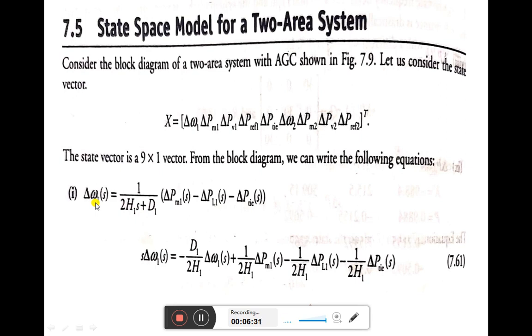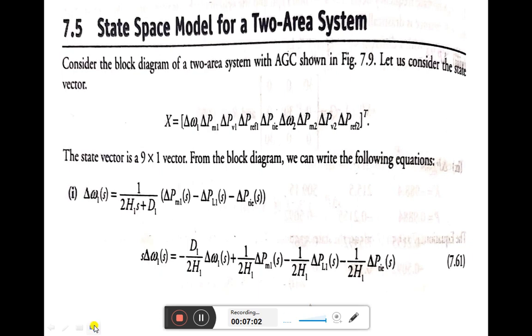Δω1 we can take as the speed of the first area, or we can also call it the frequency deviation of the first area. So that depends upon all these factors. This equation we can simplify, rather we multiply this term into the bracket, and in the expanded form we are writing this for the first variable Δω1.